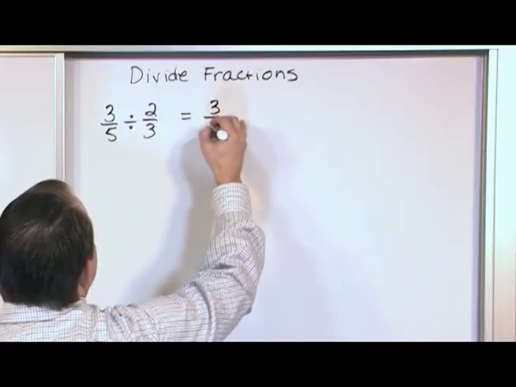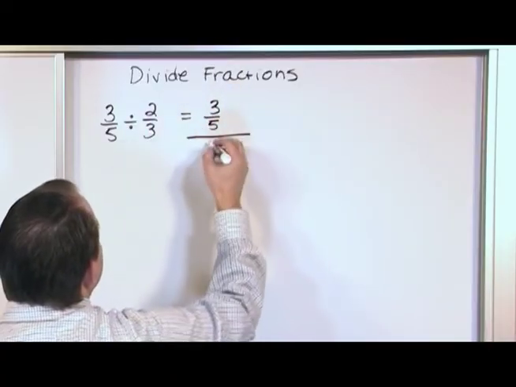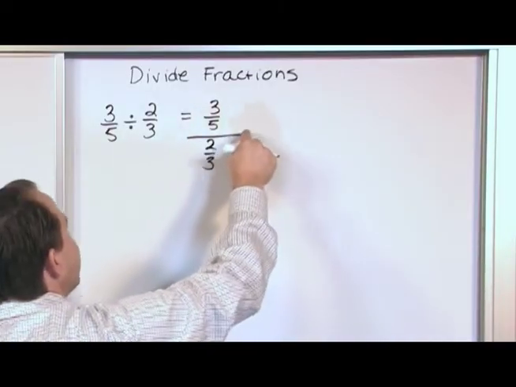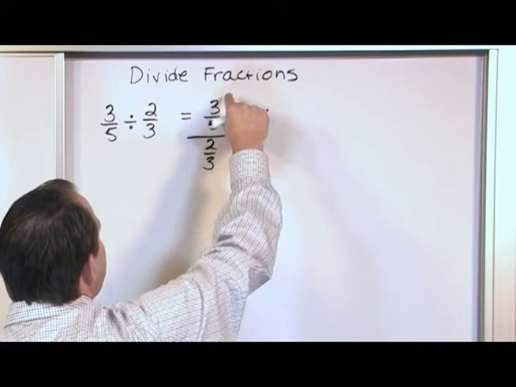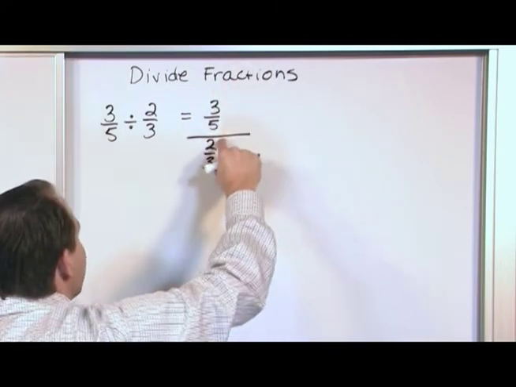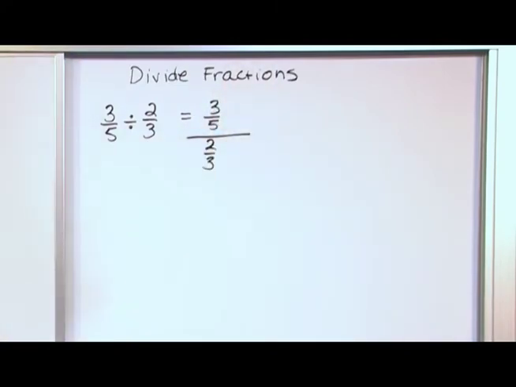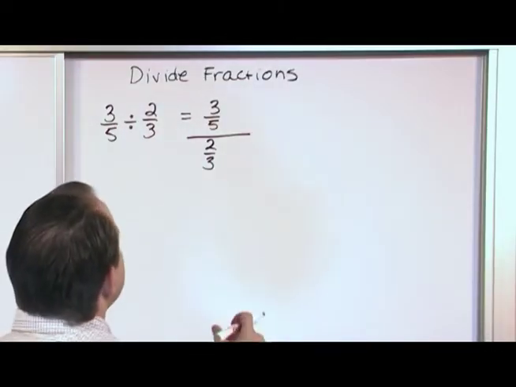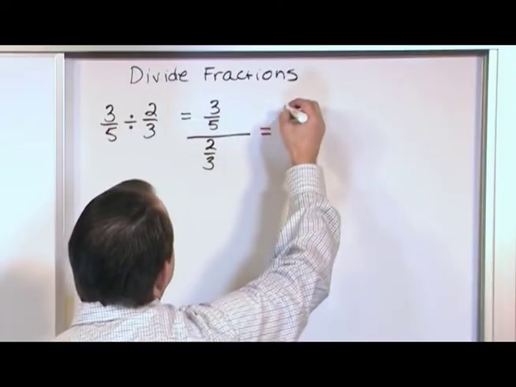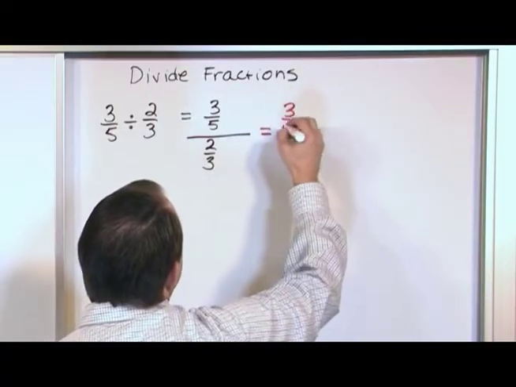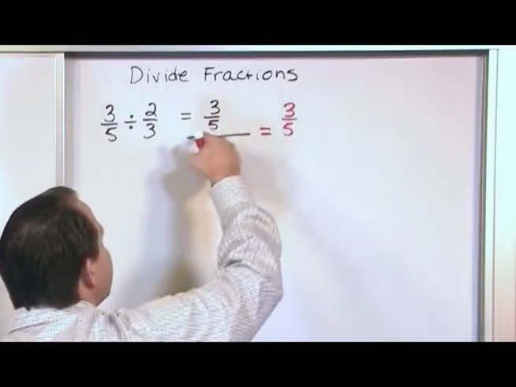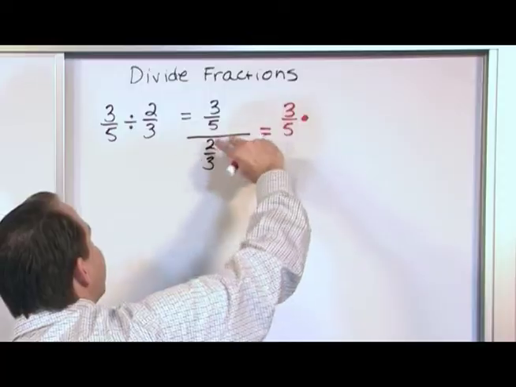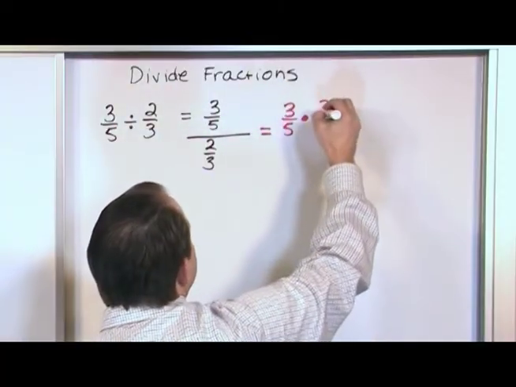3/5 divided by 2/3. It looks a little funny at first until you realize this is just a big division bar, which is like a fraction bar. So you have 3/5 on top, 2/3 on the bottom. When you think of it this way, in order to do this division, all you have to do is take the first fraction, 3/5, and change this division into a multiplication. You put a multiplication symbol, take the bottom fraction, flip it over, and make it 3/2.